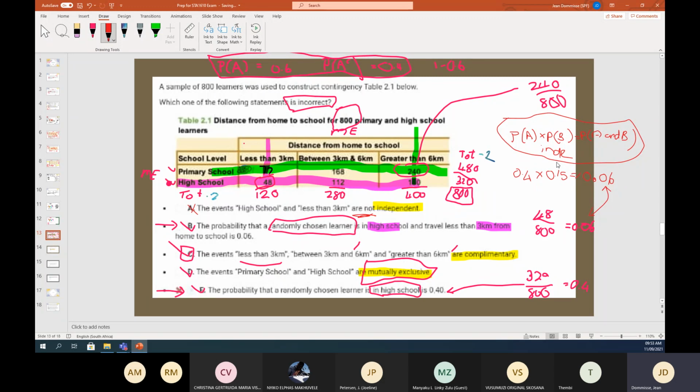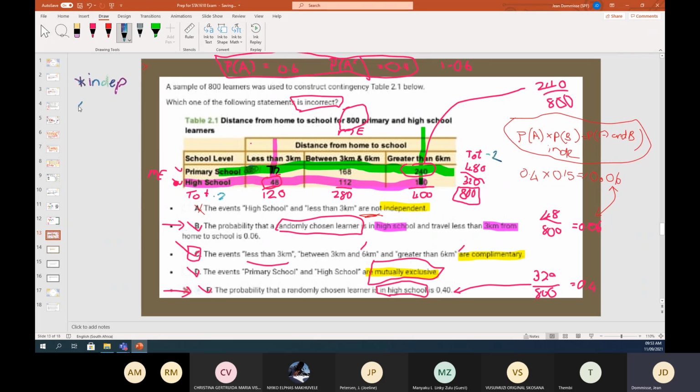So are you happy with that? I think what is important here is that we need to remember what is the formula for the independent one. What's the mutually exclusive one? I think we'll get to the conditional ones in the next question. So I think that will be done there.